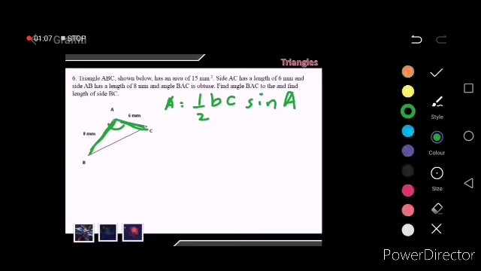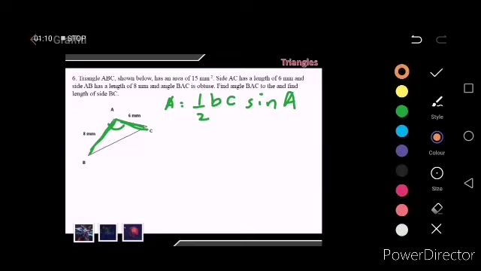Now, bakit pwede natin gamitin itong formula na to? Because the area is given which is 15 mm squared. Now, B is given which is 6 and C is equal to 8. Therefore, all we need to do is to get the measure of angle A. And is this even possible? Mahanap natin yung angle A dyan? Yes. O, paano nga ba?